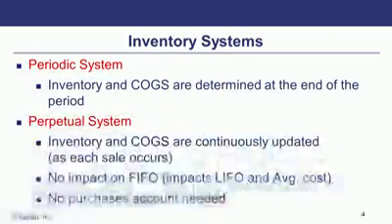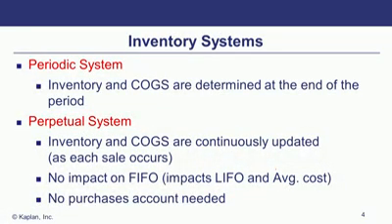Now, be aware there are 2 systems: periodic systems, which tend to be smaller companies, and perpetual systems, which tend to be larger companies. With a periodic system, every time we buy goods into the company, they're going to go into a purchases account located in the income statement. It's then only at the end of each period that I'm going to total up the number of items I haven't sold, value those items, and remove them from the income statement and store them in the balance sheet.